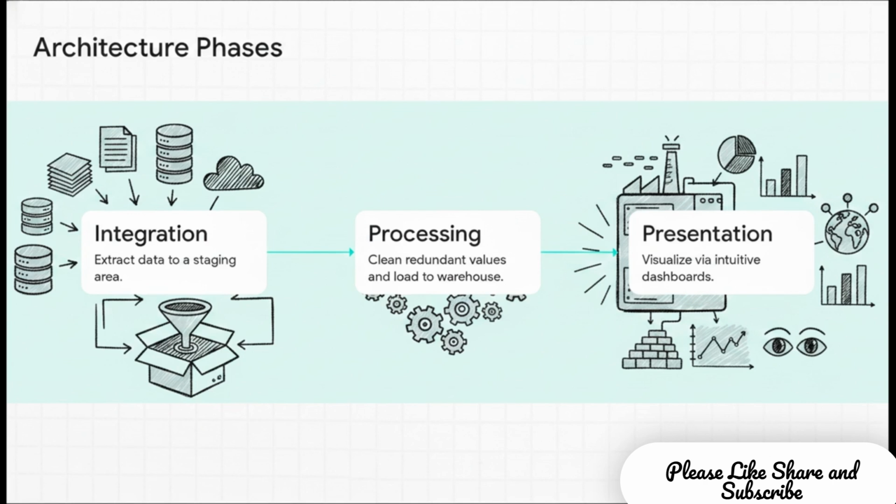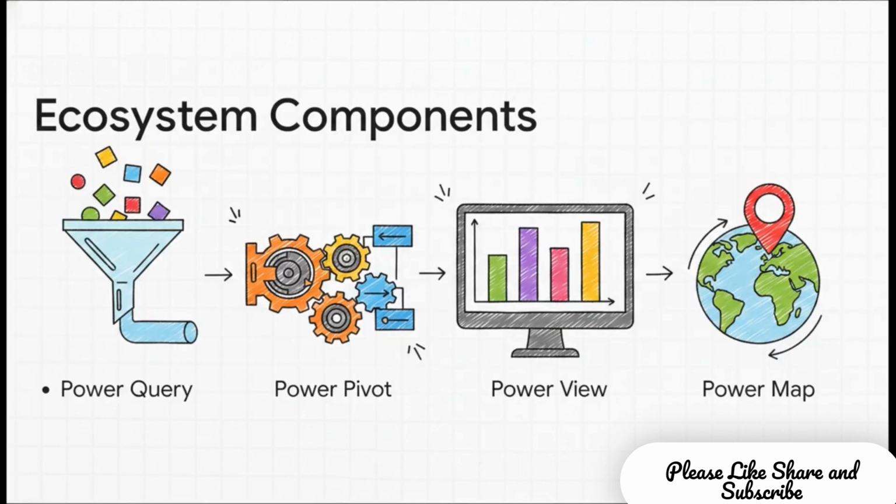Step 2 is data processing. You can think of this as the cleanup phase. You're scrubbing out missing or redundant values, applying your business rules, and loading that pre-processed data into a warehouse. And finally, Step 3 is data presentation. Your raw material has officially become a polished product, visualized through highly intuitive dashboards and reports, so end users can actually make decisions.